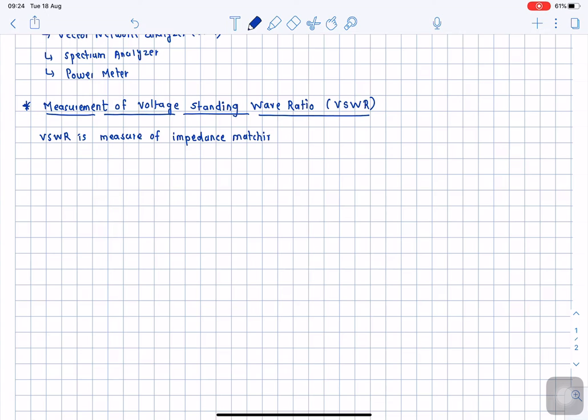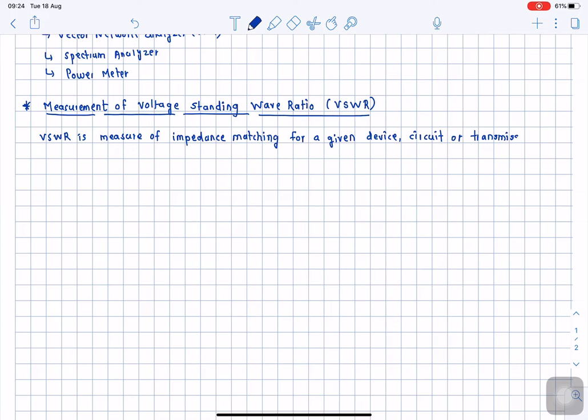So what is the VSWR? What is the interpretation of VSWR? Why do we want to measure the VSWR? The VSWR is a measure of impedance for a given device, or circuit, or a transmission line.